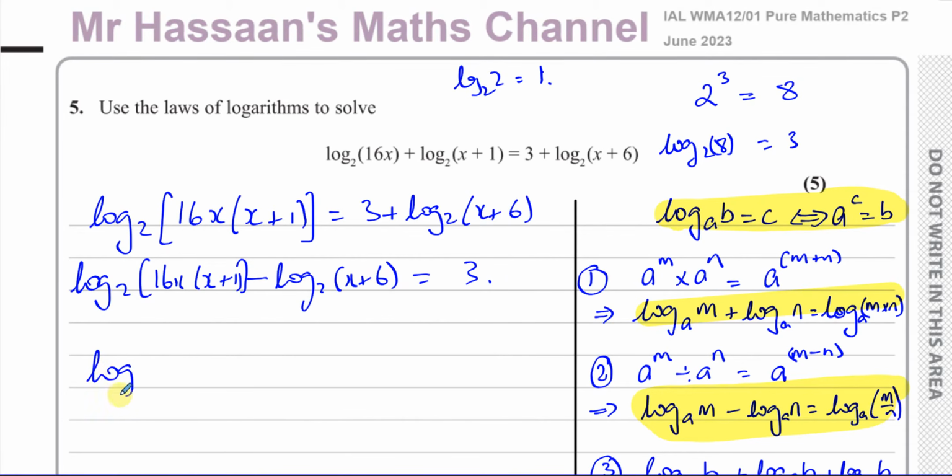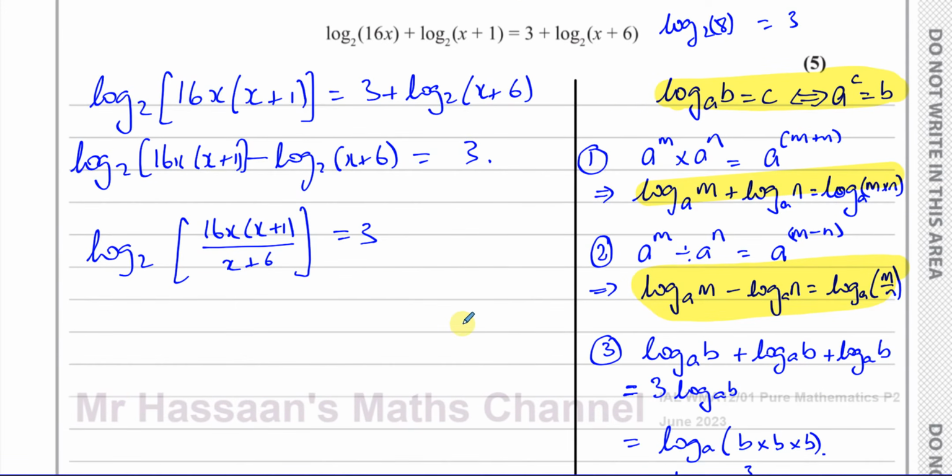I can say log to the base 2 of the quotient of those two things, 16x times x plus 1 over x plus 6 equals 3. All right, so now once I've got to that stage, I can apply this understanding that I can rewrite this now in index form. It's in log form.